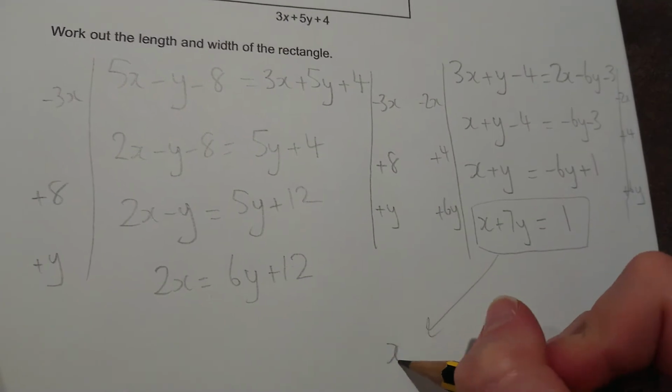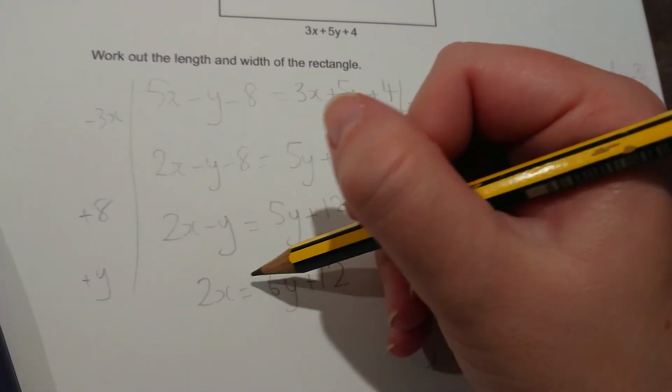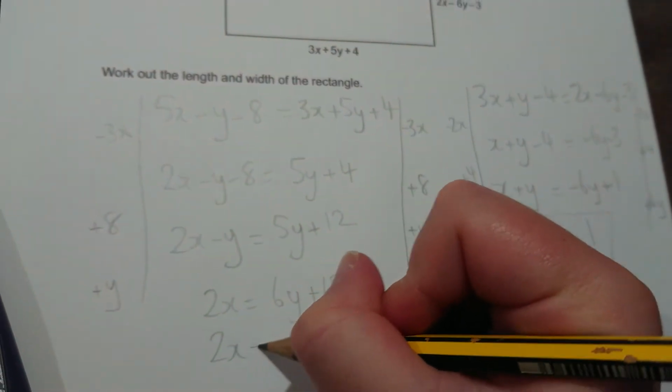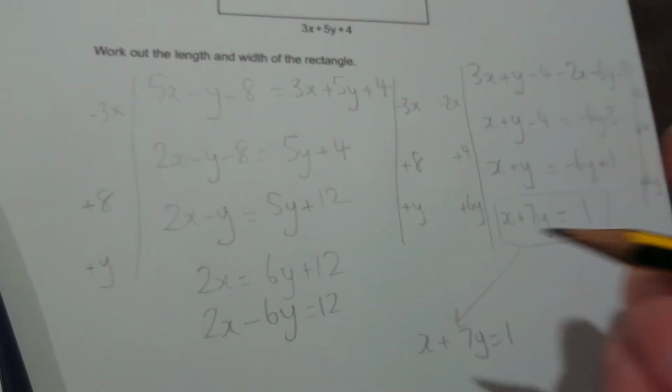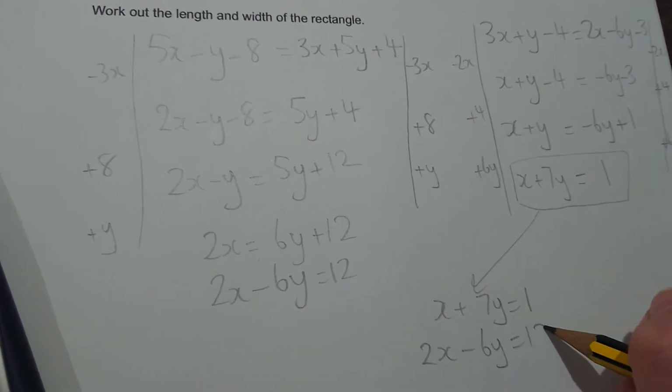So I'm going to keep that one the same. Whereas this one, we've got x's and y's on the different sides. So if we just minus the 6y over, to get that, that's going to be the second simultaneous equation.